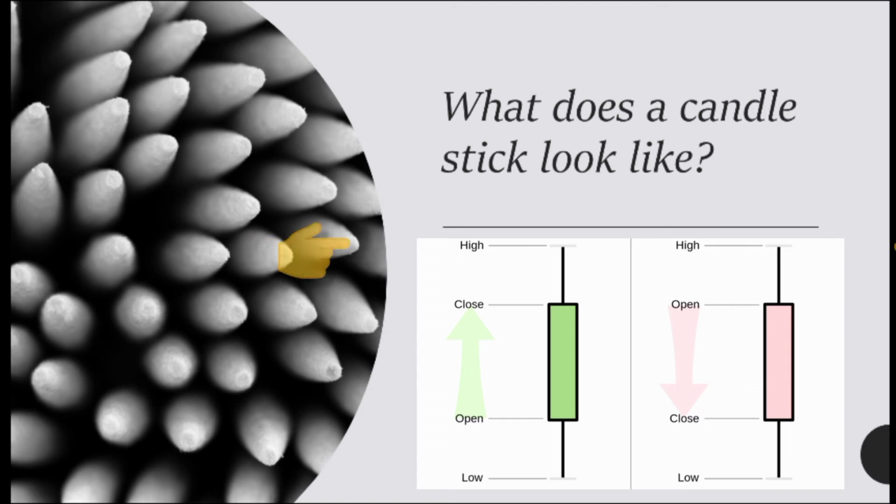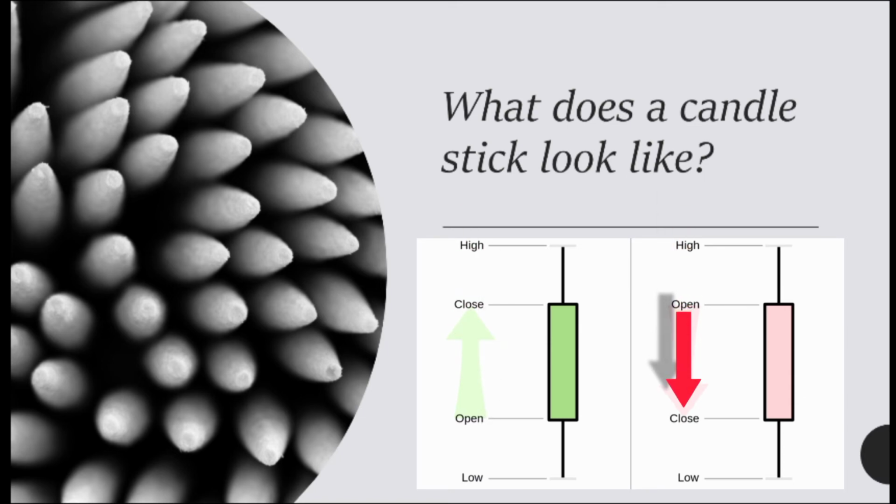Then we have the high, that is the highest point price got to, and we have the low of the candlestick, which is the lowest point price got to, right? Then we have the open price, which is the point at which the market opened. Then we have the close price. We earlier said that for bullish candlesticks, the close price is higher than the open price, right? And for bearish candles, the close price is lower than the open price.